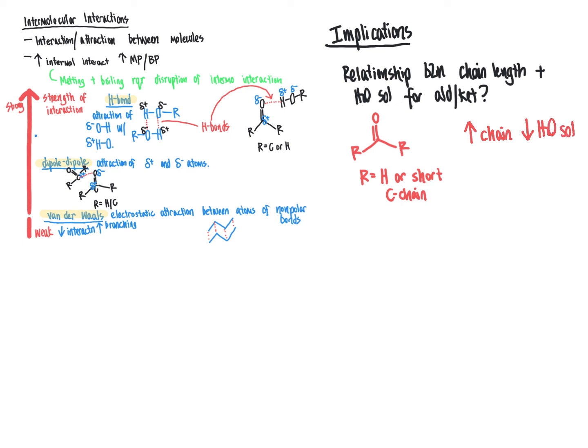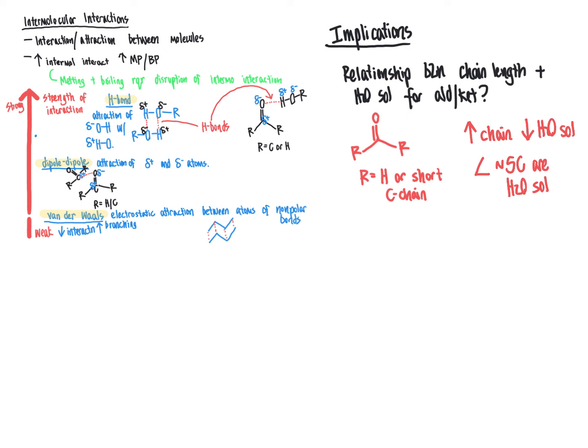As a general rule of thumb, we will find that aldehydes and ketones that have carbon chains of less than approximately 5 carbons are water soluble. If we go much above 5 carbon atoms, we are going to find that the molecule is not soluble in water at all.